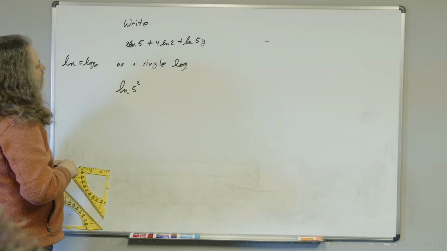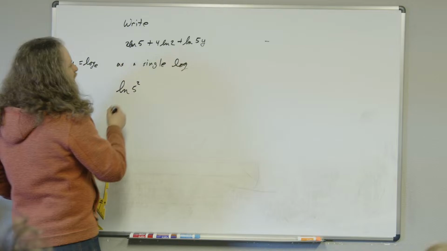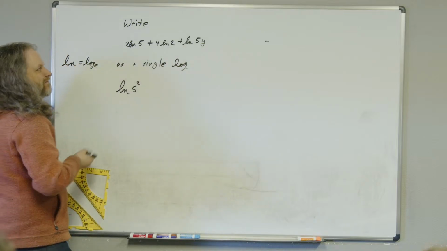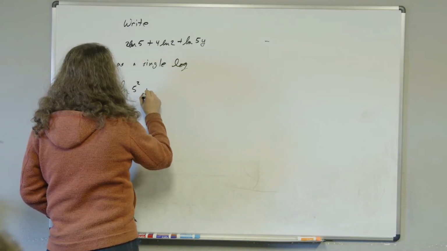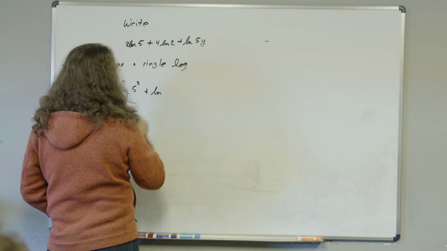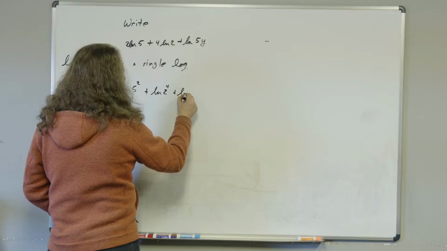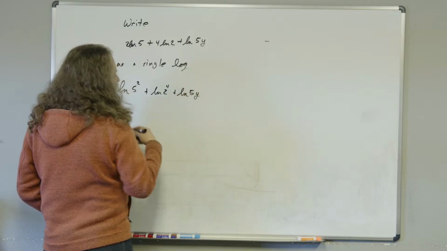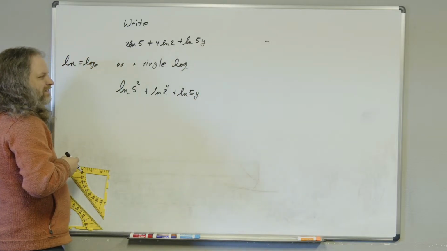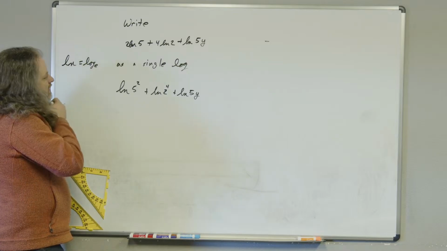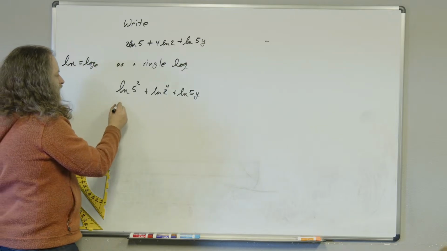Anyway, what else am I going to write? The natural log of 2 to the 4th plus the natural log of 5y. Now what could we do? Multiply them all together, right? Or multiply them together one by one. We could do this first if you wanted.